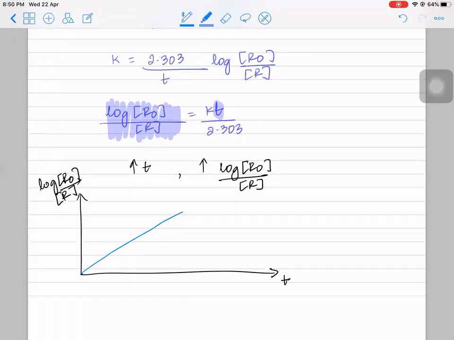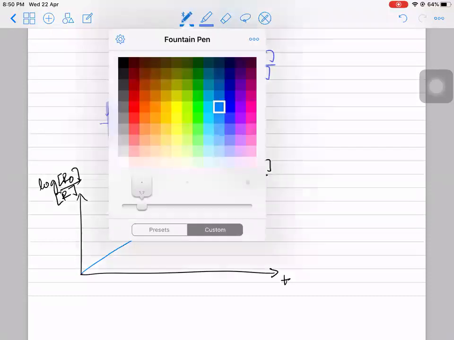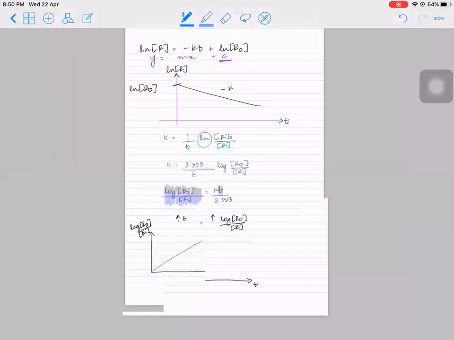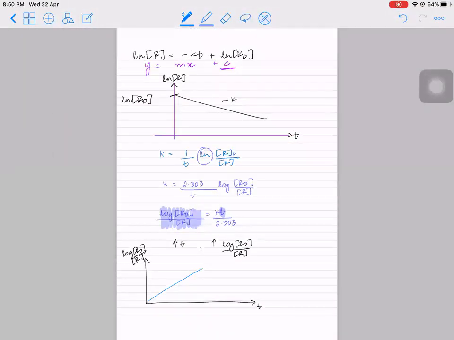But do you understand that k is a constant value? So time and log of the concentration have a direct relationship. If you increase time, this will also increase, right? And this is for your first order reactions. And what are first order reactions?